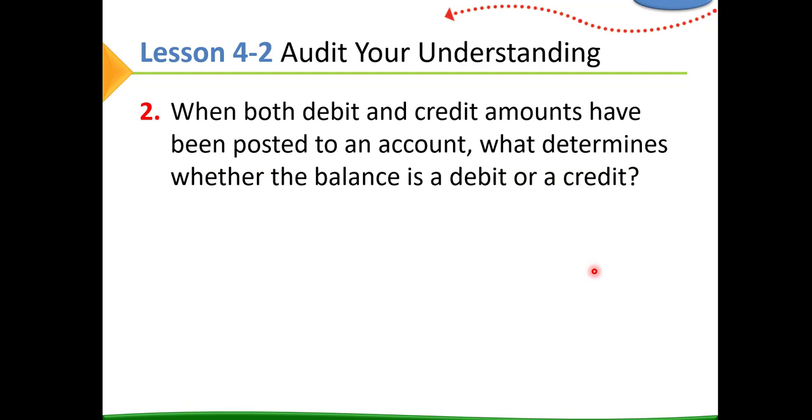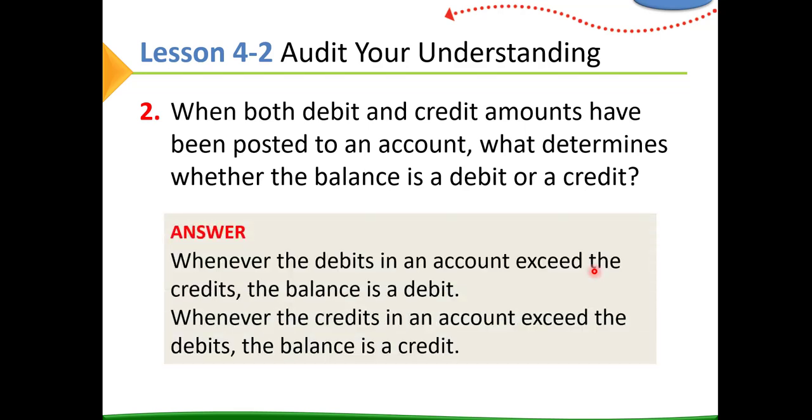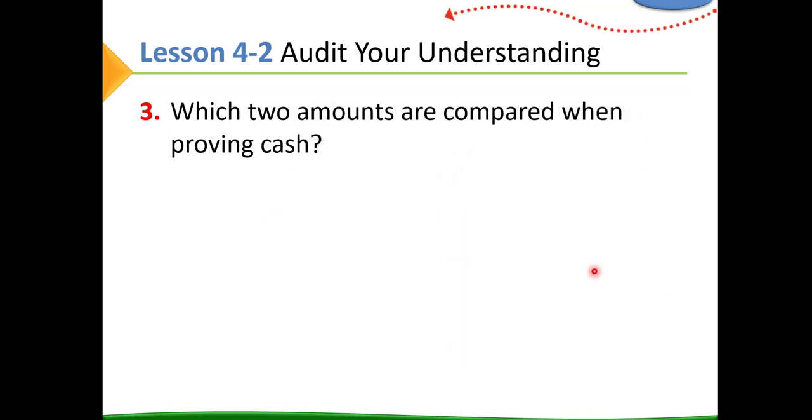Both debit and credit accounts have been posted to an account. What determines whether the balance is debit or credit? Whenever the debits exceed the credits, the amount is debit. When the credits exceed the debits, the balance is credit. So it's just whichever one has a larger total that determines what balance it's going to be.